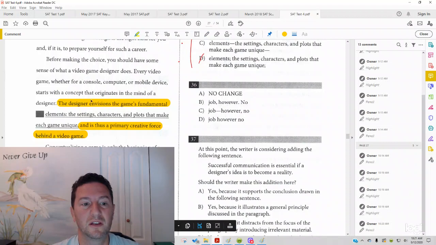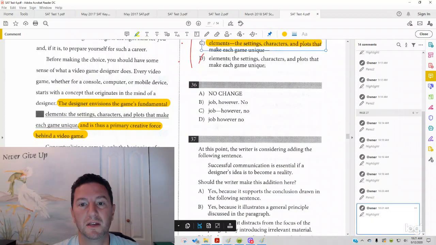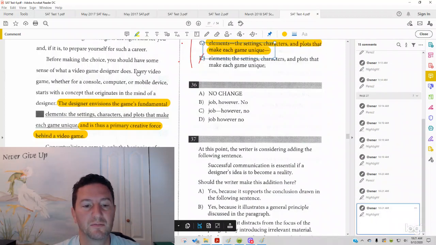So reading with C in place, the designer envisions the game's fundamental elements, the settings, characters, and plots that make each game unique, and thus is a primary creative force behind a video game.